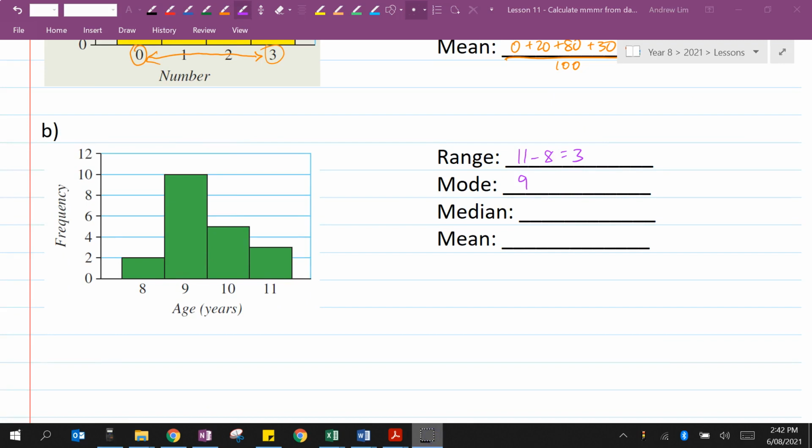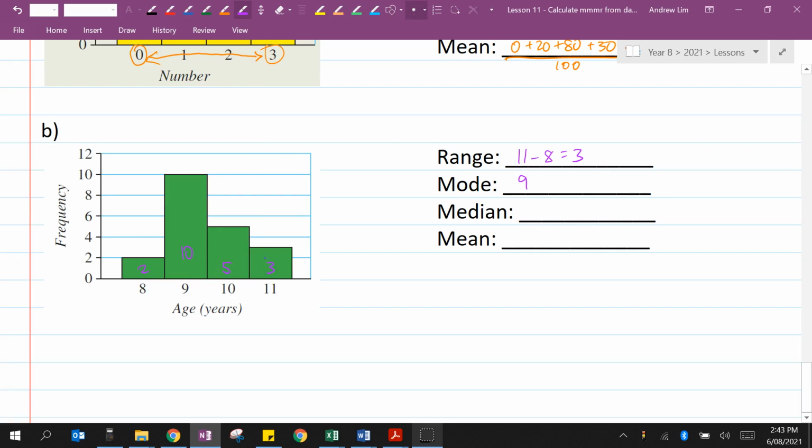Okay, here are my first two answers because I think you should have gotten them correct yourselves. Let me just go through median and mean, just in case you need extra explanation. Median is the middle score. So I need to know how many scores there are. There's 2 people who are 8 years old. There are 10 who are 9. There are 5 people who are 10 years old, and there are 3 who are 11.